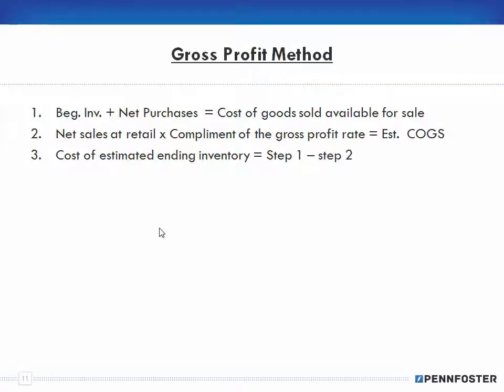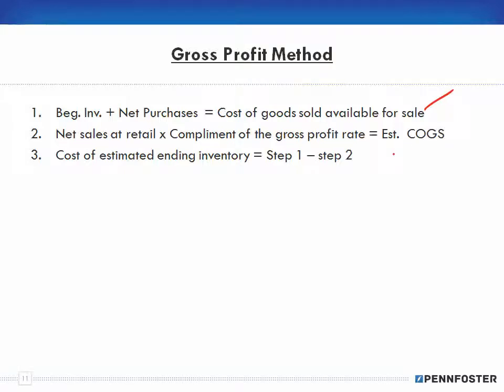Okay, so for the gross profit method, we have to take our beginning inventory plus our net purchases, which gives us our cost of goods available for sale. We know what that is. We've seen that in every video for this particular chapter. So now we take our net sales at retail and we multiply it by the complement of the gross profit rate, which equals our estimated cost of goods sold.